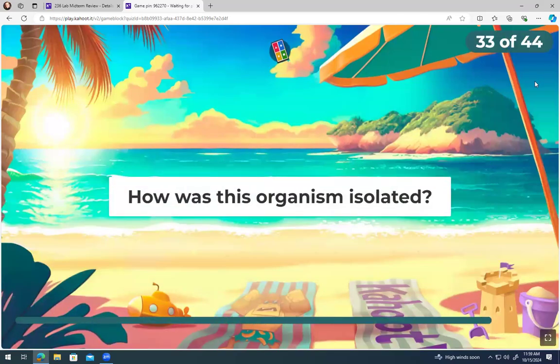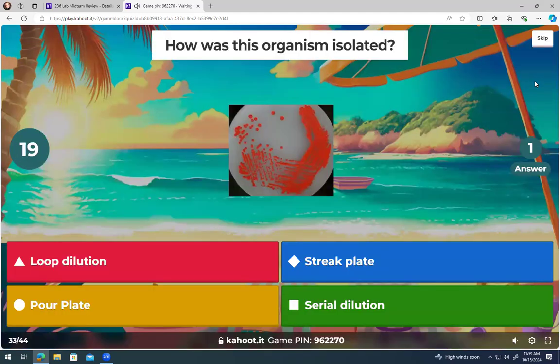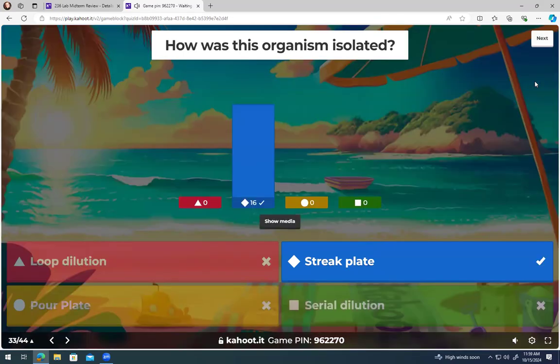All right, how was this organism isolated? There are other methods, they exist, but we're not going to do them. It's just too much work. So the two that we need to know for isolation are streak plate, the quad streak. That was the quad streak, right? And the serial dilution, which we didn't do, and I don't have any pictures of it, but it is on your study sheet.